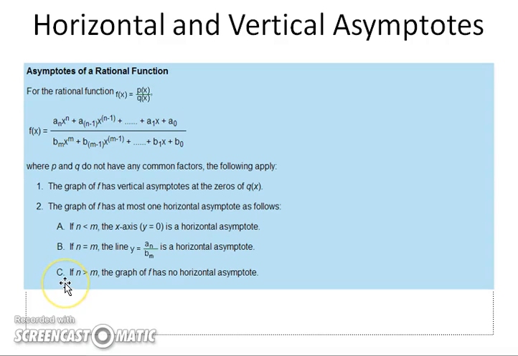And finally, if the numerator degree is bigger than the denominator degree, then the graph does not have a horizontal asymptote. Okay, so those are your rules for that.